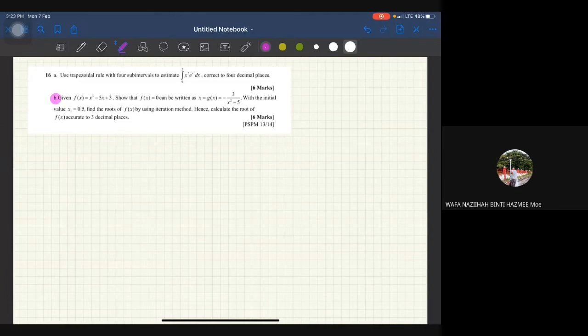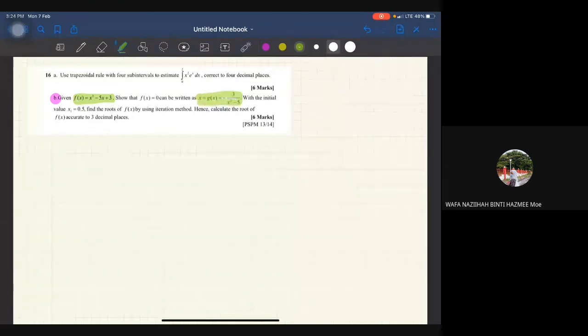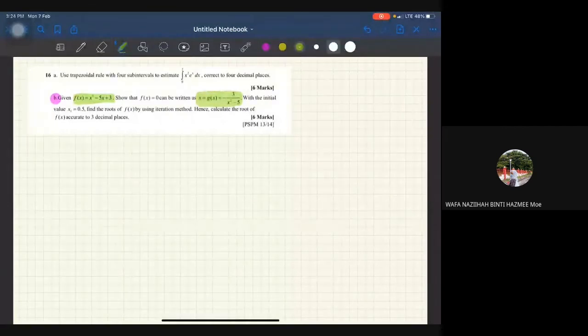So dekat situ dia bagi kita satu function. So we have a function, this one. This is our fx. Dia cakap kat situ, show that fx equal to 0 can be written as x equal to gx equal to -3 over something. Yang ni dia suruh proofkan boleh susun function tu jadi macam ni. Jom kita try dulu buat yang ini. Macam mana kita nak jadikan dia macam tu?